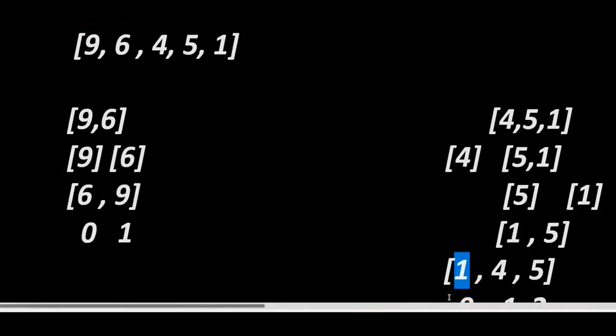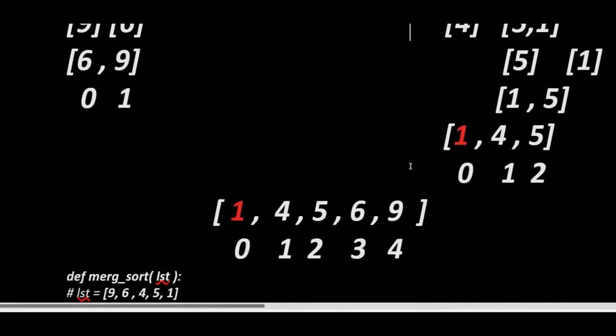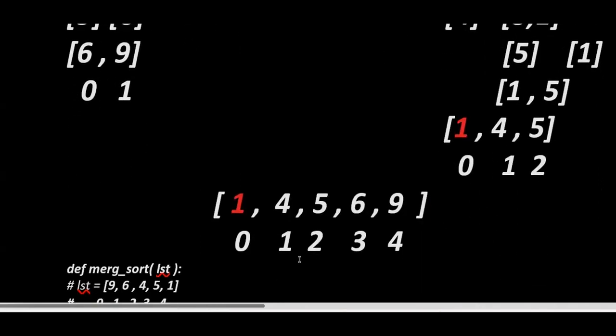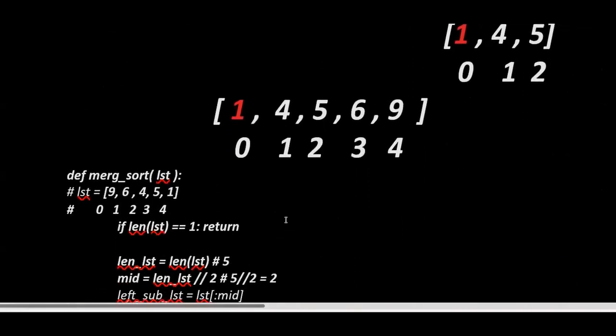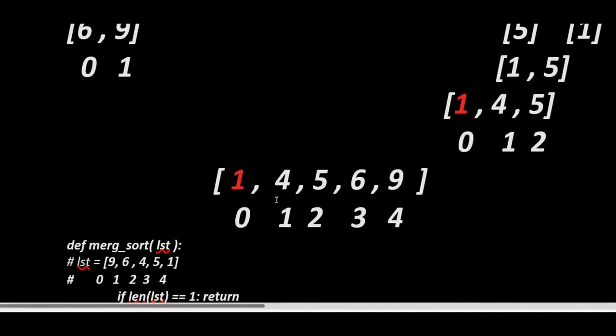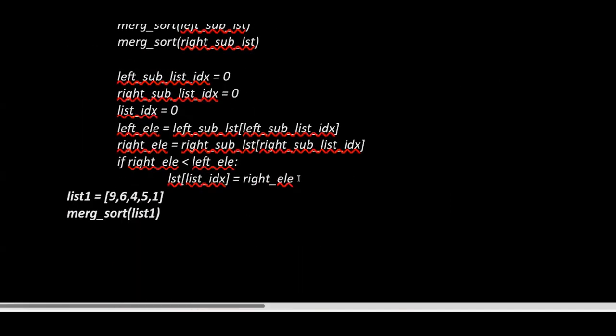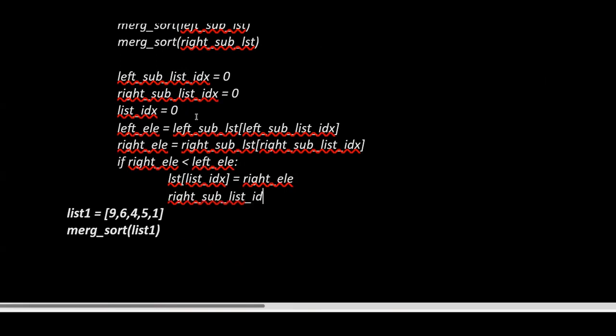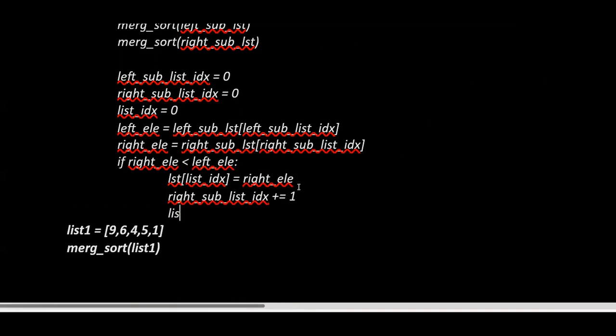So I need to check the next index and update to the next element of my list. To check this index, I need to update my index for the right sublist as well. Whatever the variable name you write, the right sublist index, I need to update by 1 because the right element got fixed in my list. And I need to update my list index by 1 again.